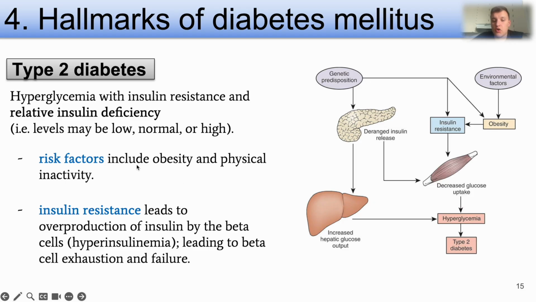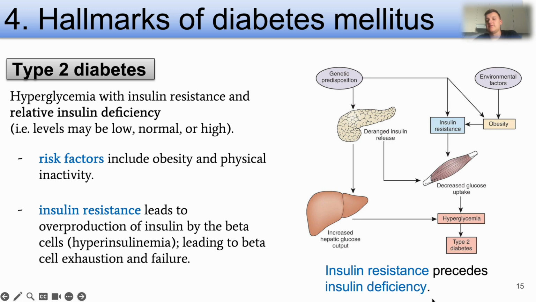The risk factors, obesity, right, and poor nutrition throughout life, and physical inactivity, will be a high predisposition for type 2 diabetes. Insulin resistance leads to overproduction of insulin by the beta cells, okay? Because you're resisting, right, the pancreas is saying, nobody's listening, so it's trying to make more and more insulin. And this leads to beta cells being exhausted and eventually failing, right? So insulin resistance actually precedes insulin deficiency, right? So it's a progressive disease.